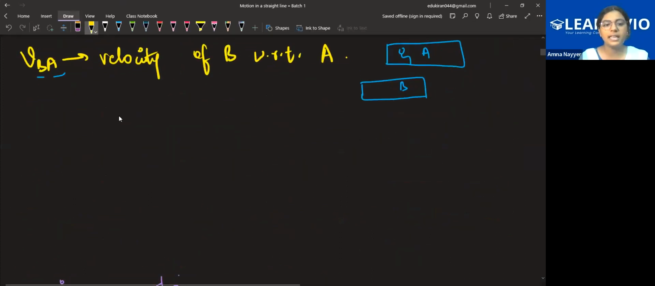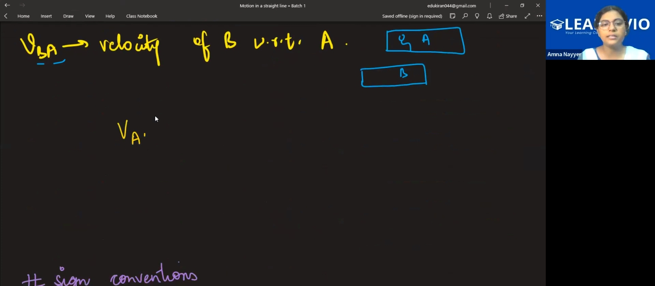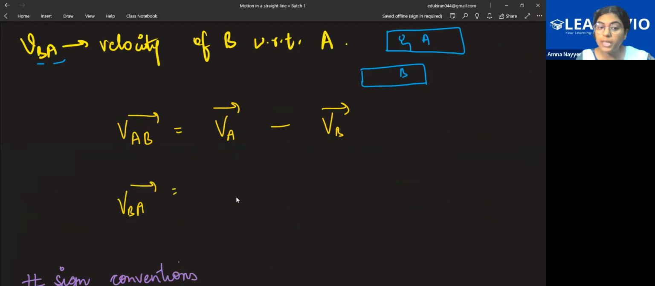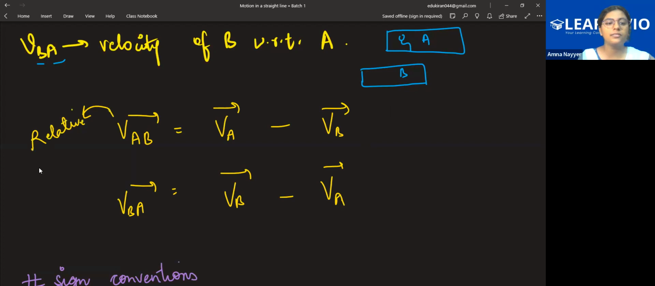Now look, when we say VAB, that means velocity of car A minus velocity of car B. What is VA? VA is velocity of A with respect to ground. What is VB? Velocity of B with respect to ground. If you are calculating VBA, that means VB minus VA. So you have to be careful what is the thing that you are calculating. These are with respect to ground. This is the relative part. Okay, class, this is the relative velocity.